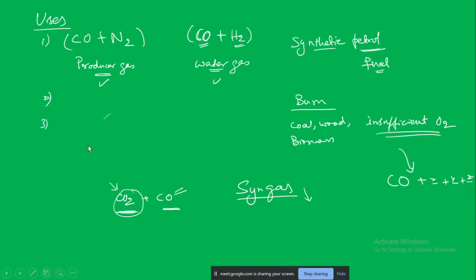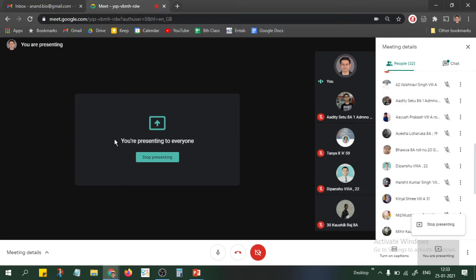It means these two compounds react with each other at high temperature only? Not necessarily.